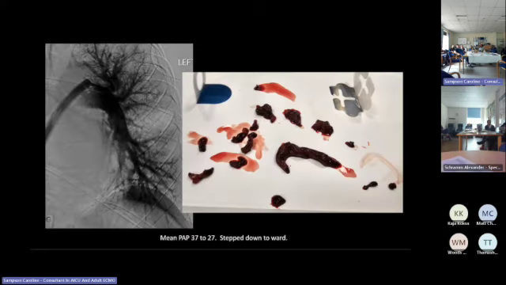And that's the left side as well. And then this is what we managed to get out. A bit more clot. They're doing well. So their MAP went from 37 to 27. They were quite quickly stepped down to the ward, and are doing okay.